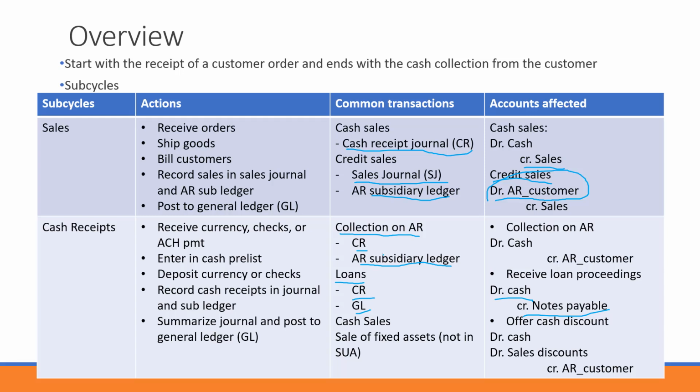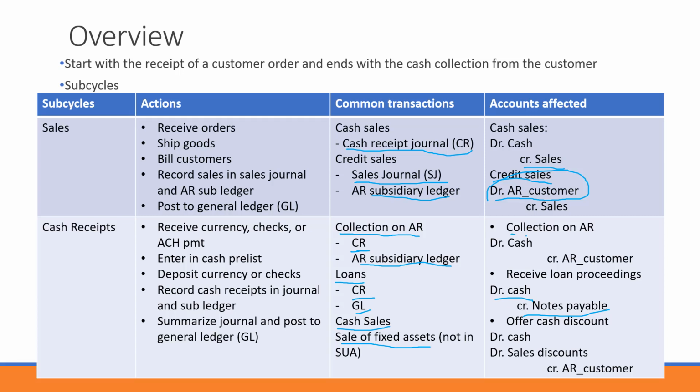So notice that in this cash receipt sub-cycle, we always record it to the cash receipt journal because you are receiving cash. The other common types of transactions would be cash sales and the sale of fixed assets, which we are not going to see in the SUA project. The journal entries for receiving loan proceeds, we already talked about.